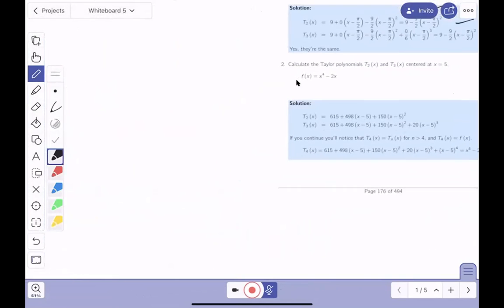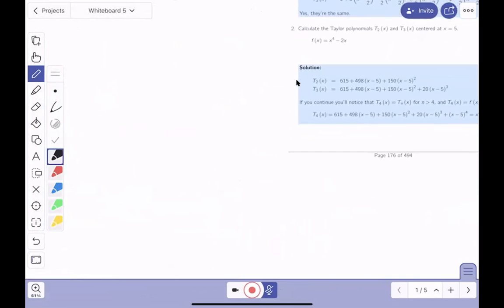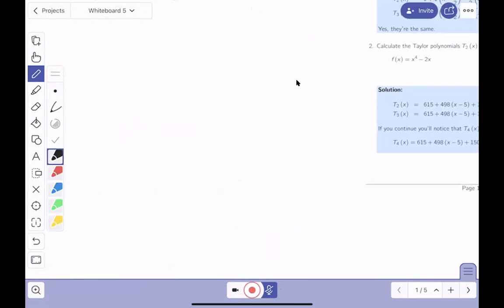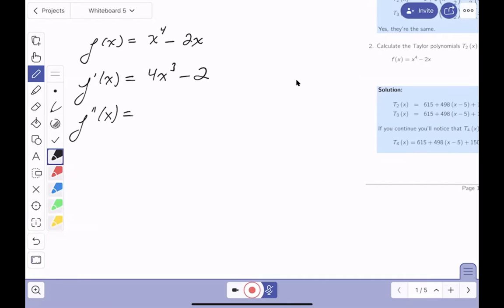And this one's a polynomial, and they want me to do T2, T3 at x equals 5. All right, let's write this down. So I'm going to write f of x down. It's number 2 now. And that's going to be x to the fourth minus 2x. Now, polynomials are really easy to differentiate. Whoops, I don't go too fast there. Let me get my eraser out. That's going to be 4x cubed minus 2, second derivative. And again, really easy to write down.